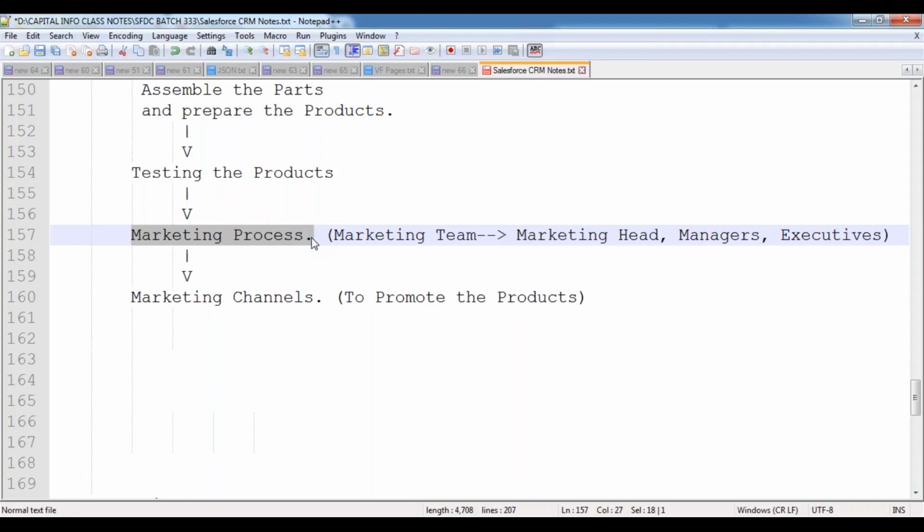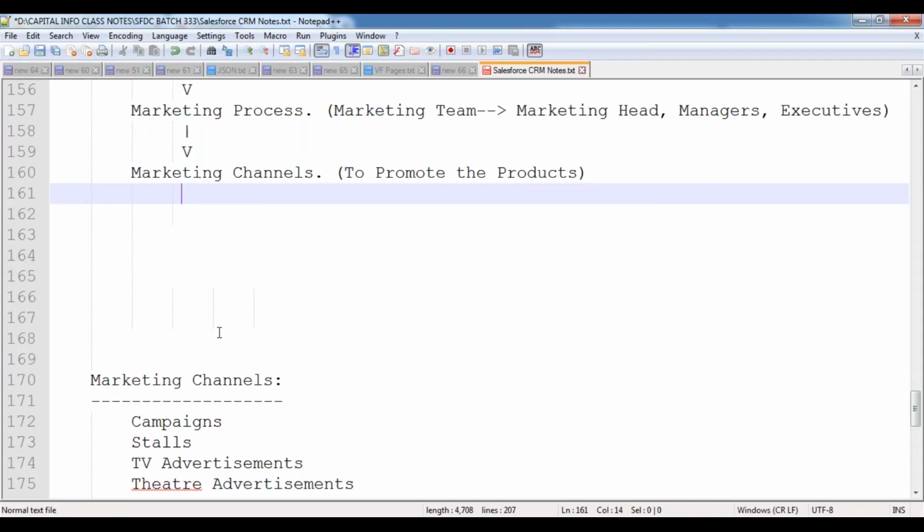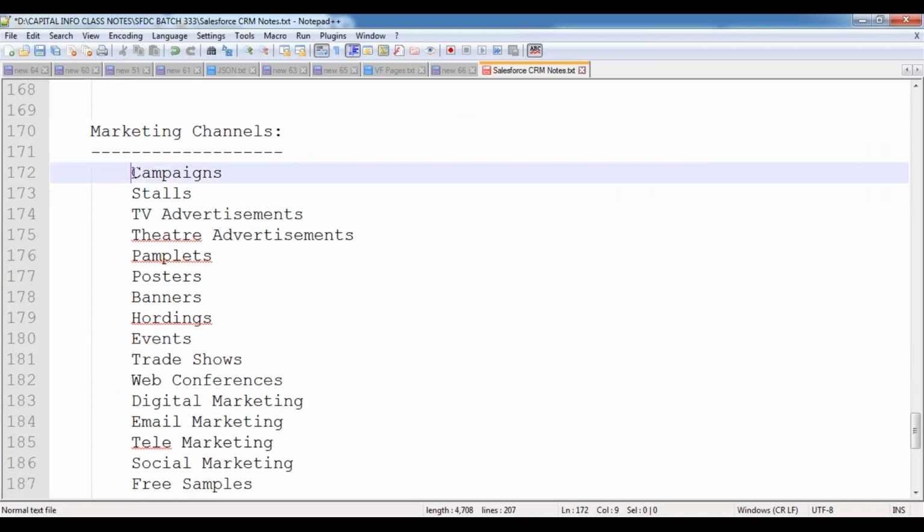So now in this case, the marketing team is using the various marketing channels in order to promote the products. Then what are they going to do as part of these marketing channels? What will be the process they're following? Let me explain. Suppose Dell people want to conduct a campaign. A campaign is nothing but a small stall. They will conduct it beside the road and give the information about their business.